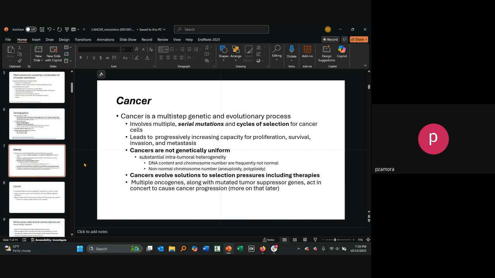Cancers, importantly, evolve solutions to selective pressures, including therapies. So if you try to cure them, they develop resistance. And that resistance gives them a selection advantage when you try to treat them again. That is extremely problematic when it comes down to therapy, a point that we'll discuss at the end of the talk.